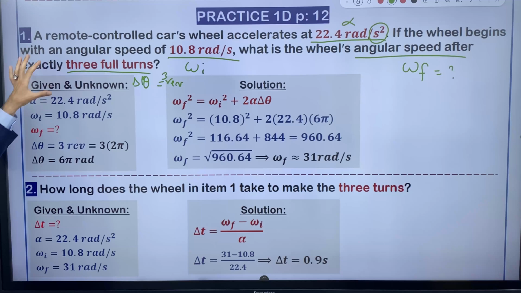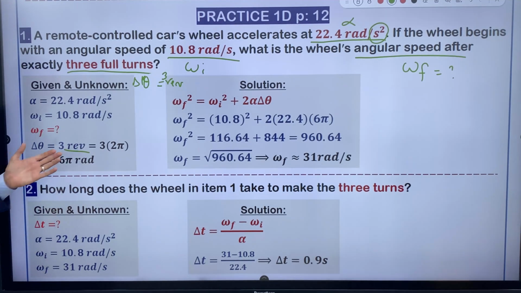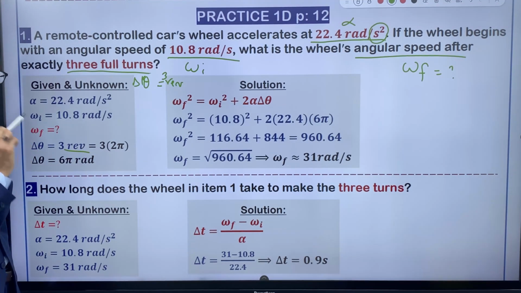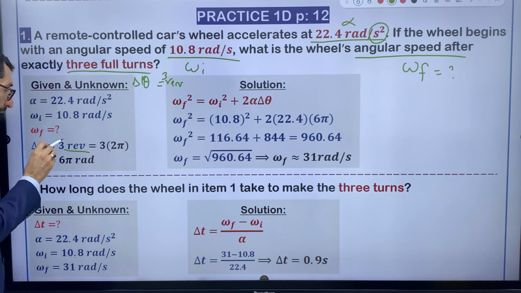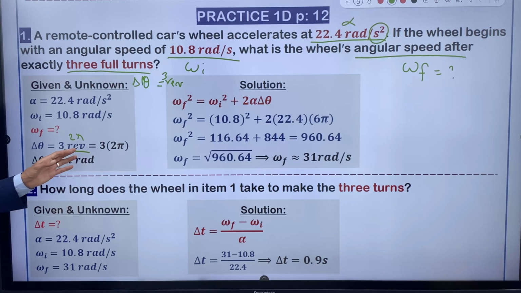So anyway, I summarized the given and unknown. We have alpha, we have omega I, the initial angular speed. We look for the final omega. We have delta theta, but delta theta is given in rev. You have to convert it into rad. How do you convert it? Just by multiplying by 2 pi. Whenever you observe rev, without thinking, just substitute rev with 2 pi, so it is equal to 6 pi rad.